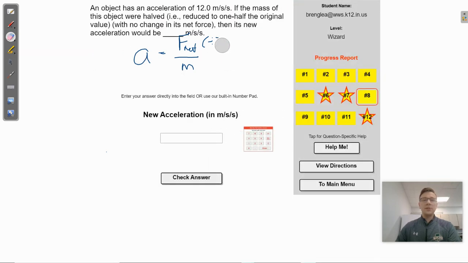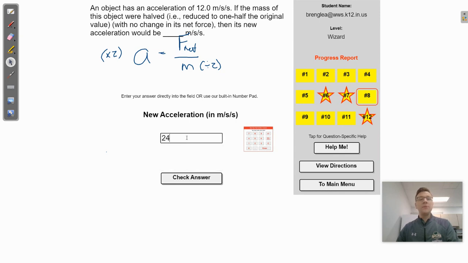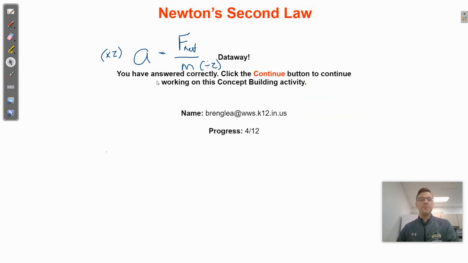Okay, an object has an acceleration of 12 meters per second squared. If the mass of this object was cut in half, then its new acceleration would be. So if we are going to cut the mass in half, so we're going to divide by 2 here, then that means we are going to have to multiply our acceleration by 2 because they are inversely proportional. So if the original acceleration was 12 meters per second squared, then the new acceleration would be 24 meters per second squared.